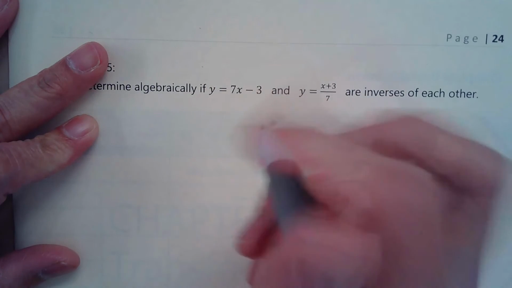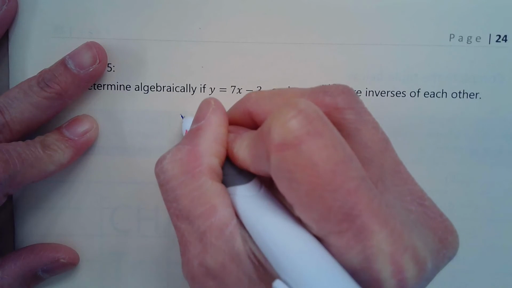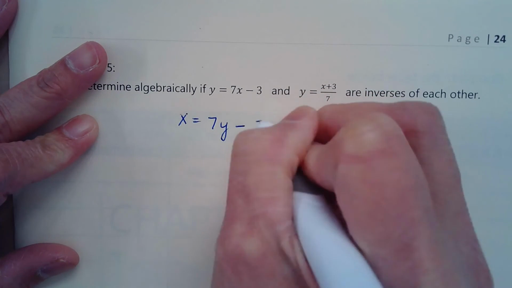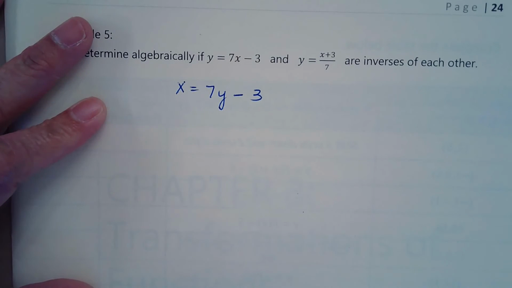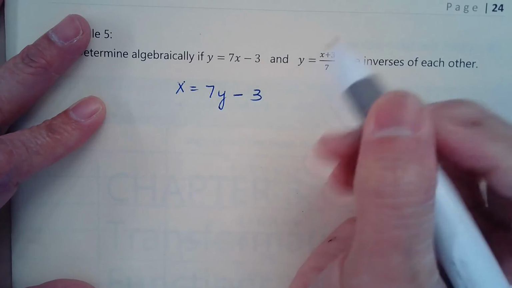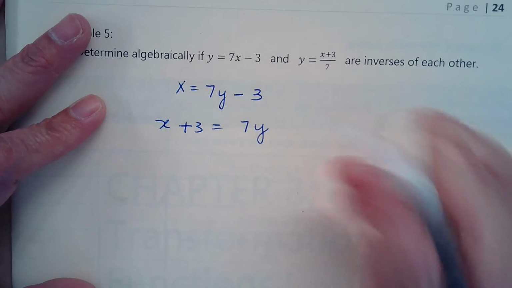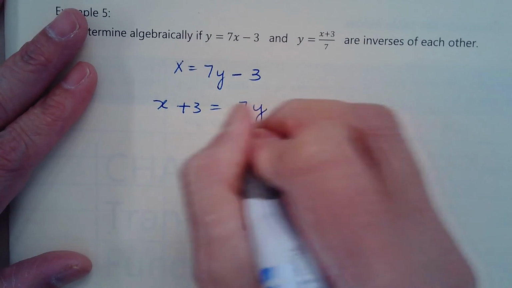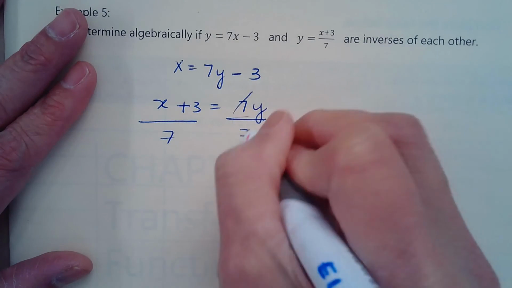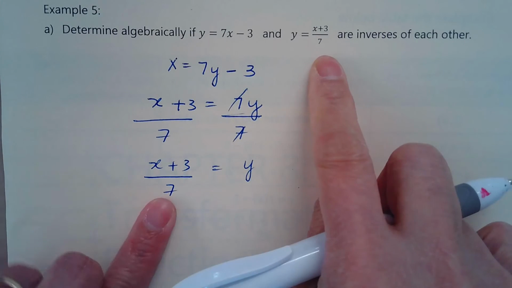So I'll start with this one. It's going to be x equals 7y minus 3. Okay. And then what we're going to do is work algebraically so that we can isolate the y by itself, right? Isolate the y on one side. We're solving for y, so bring this over there. So it's x plus 3 equals 7y. And then to get rid of the 7, divide by 7. So it's going to be x plus 3 over 7.